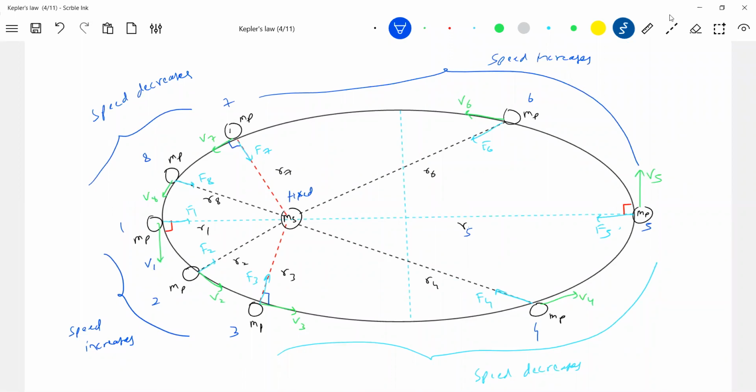Here, as the planet moves from 1 to 3, this force does positive work. As the planet moves from 3 to 5, the gravitational force does negative work. Then as the planet moves from 5 to 7, the gravitational force does positive work. As it moves from 7 to 1, it does negative work. Net work done will be 0, because it's a closed path, no? And moreover, it's a conservative force.